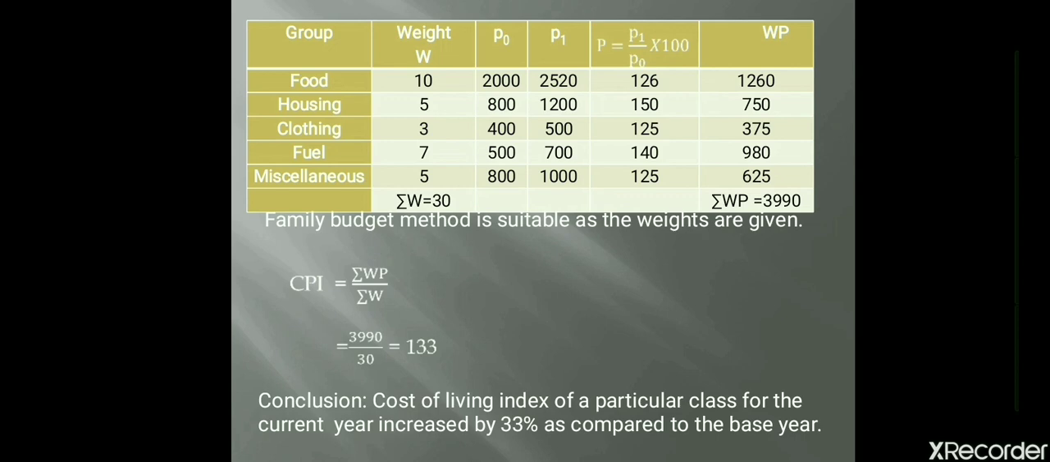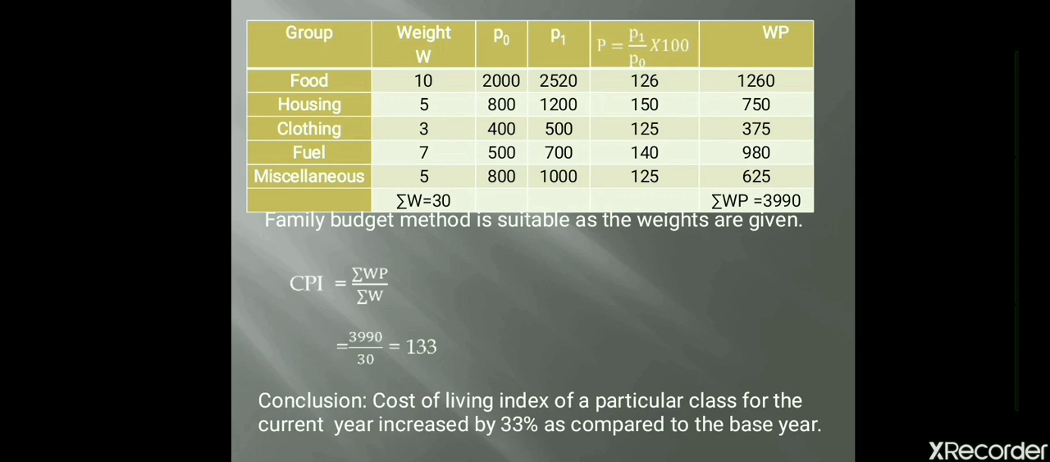For the first group, food, current year price 2520 should be divided by base year price, that is 2000, and this ratio should be multiplied by 100, and it results in 126. So for the group food, price relative is 126. Similarly, find price relative for the remaining groups.